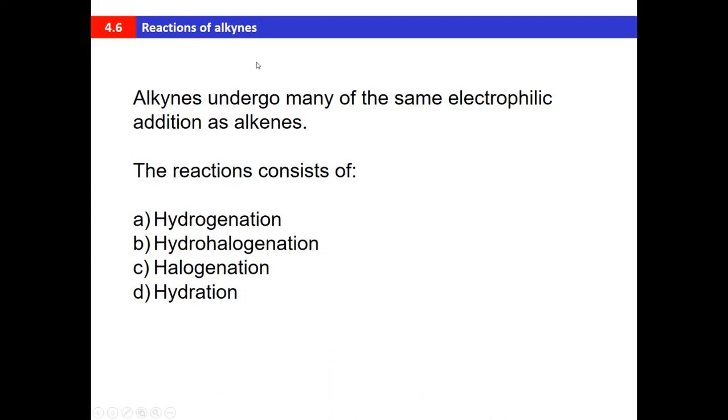And reactions of alkyne undergo many of the same electrophilic additions as alkene. And the reactions consist of hydrogenation, hydrohalogenation, halogenation, and hydration.